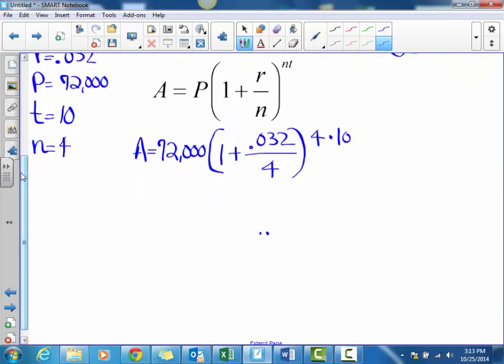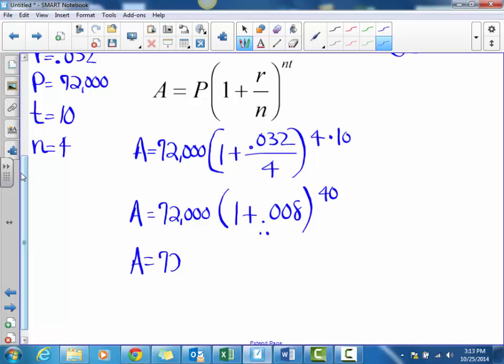All right, so before you freak out, let's just do it a step at a time. Let's figure out what 0.032 divided by 4 is. So 0.032 divided by 4 is 0.008. Now I can figure out what 4 times 10 is, and 4 times 10 is 40. So that looks much better already. All right, now let's figure out what 1 plus 0.008 is. Well, that's just 1.008, and we're going to raise that to the 40th power.